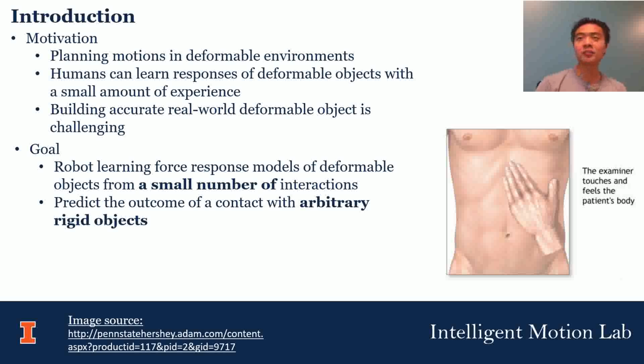If a human touches a piece of chicken leg a few times, this person can take this experience and guess quite well how it feels to touch a piece of steak. At the same time, doctors can diagnose a variety of diseases just by palpating and feeling the anomalies. In this paper, we will take preliminary steps toward equipping robots with similar capabilities, where deformable objects are modeled from a small number of interactions, and the robot can then predict the outcome of contacting arbitrary rigid objects.